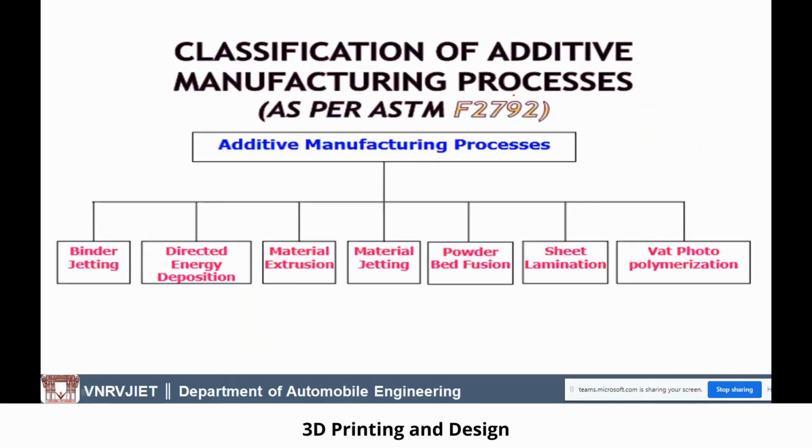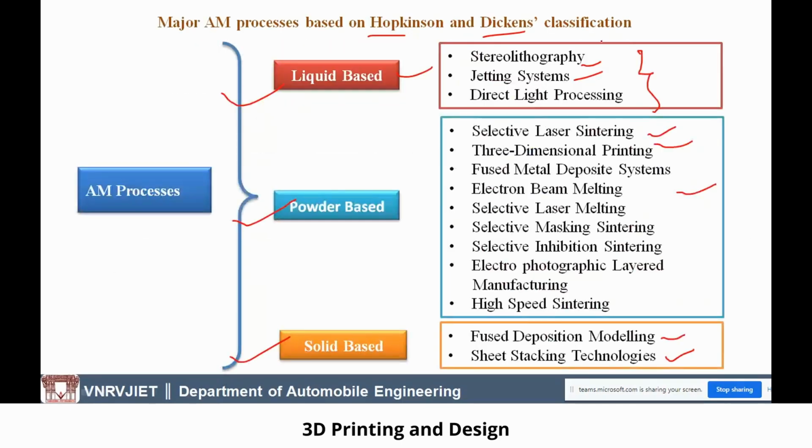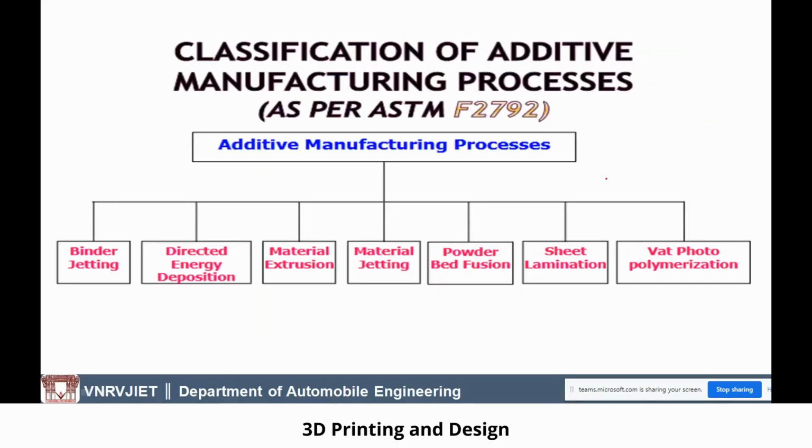There are so many processes, so to avoid confusion to the customer or the manufacturer, as I said earlier, ASTM, American Society for Testing and Materials, has consolidated all those processes into 7 additive manufacturing processes as per F2792. That is a standard number as per the ASTM organization. So finally, the additive manufacturing processes are classified into 7 manufacturing processes.